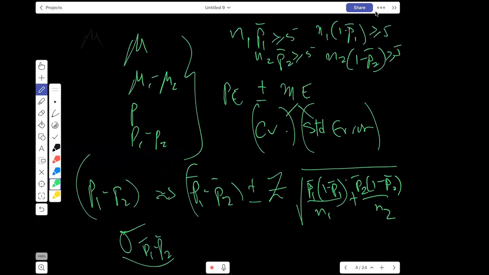For the difference between two population proportions, it would be our point estimate right here, P bar 1 minus P bar 2, plus or minus Z. And the Z depends on the confidence level. So if it's a 90% confidence interval, it's 1.645. If it is a 95% confidence interval, it's 1.96, and so on. And then, of course, the standard error, which is right here. Standard error, critical value, and then point estimate, right? Good. So if we have that, we could go ahead and do a confidence interval for the difference between population proportions.